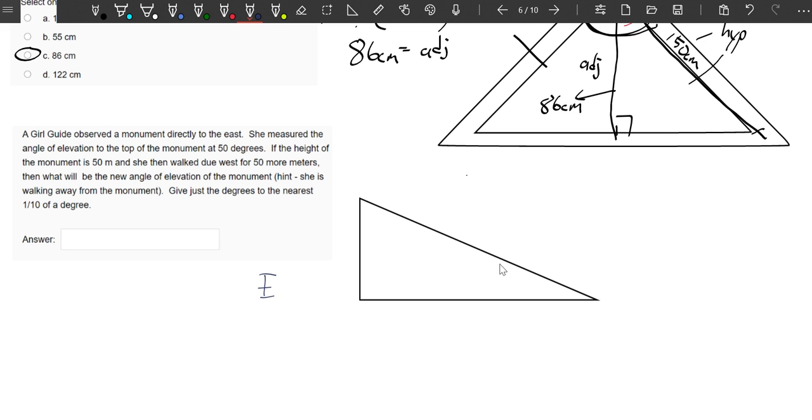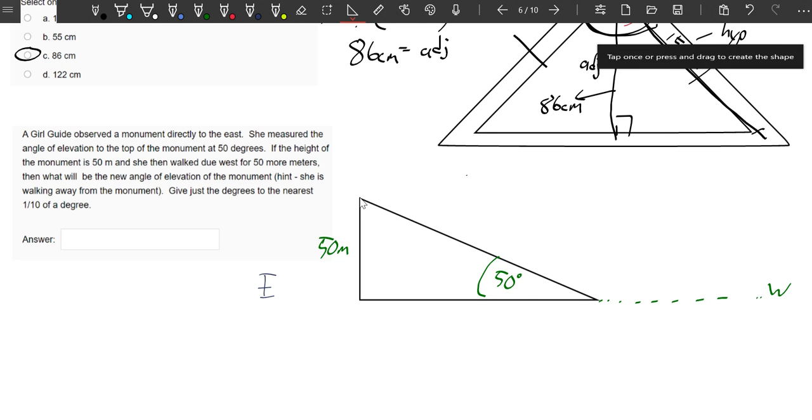The angle of elevation is 50 degrees. So in here, this is 50 degrees. The height of the monument is 50 meters. And she walked due west for 50 more meters. So again, we're going to pretend like our compass is all backwards, or we're looking from the wrong side, for 50 more meters. And she wants the new angle of elevation now.